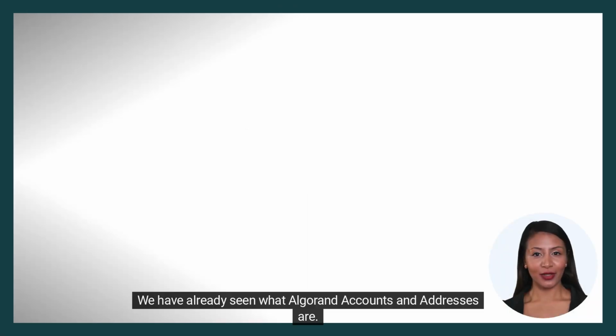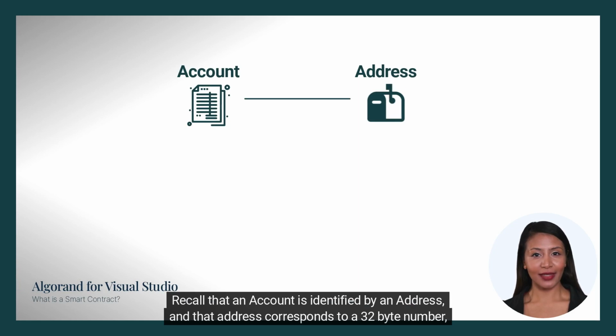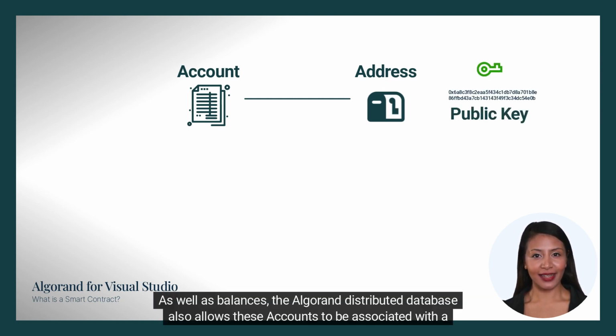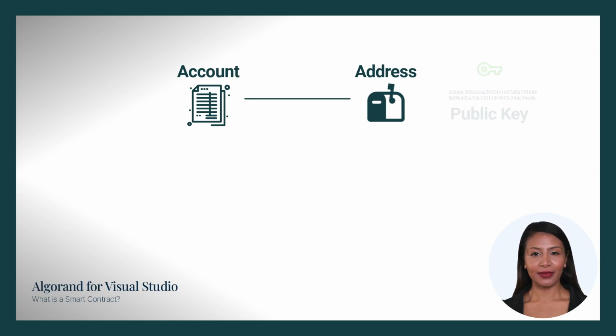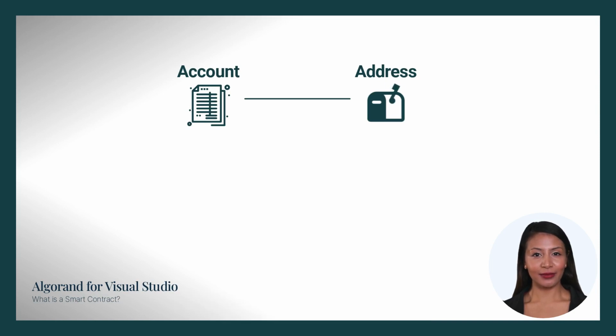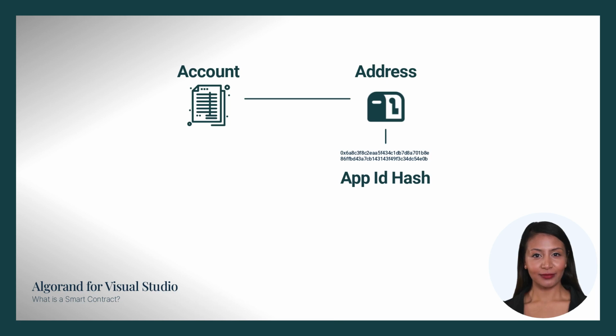We have already seen what Algorand accounts and addresses are. Recall that an account is identified by an address, and that address corresponds to a 32-byte number, usually the public key. As well as balances, the Algorand distributed database also allows these accounts to be associated with a program. In this case, the address is not a public key, but a 32-byte hash of an application ID. In this case, the account is called an application account.